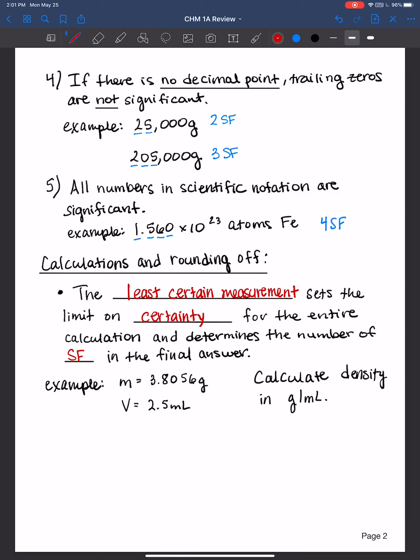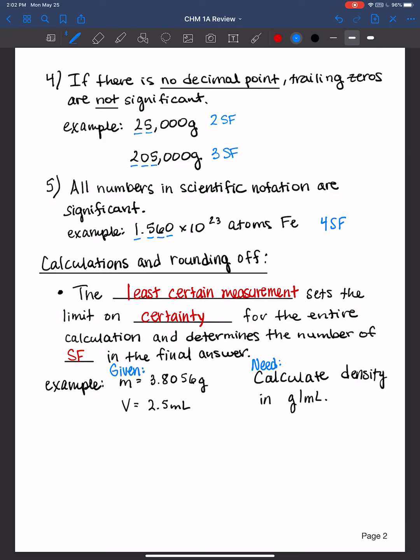All right, so let's do a very basic example here. So we have a sample that has a mass of 3.8056 grams and a volume of 2.5 milliliters. And a lot of times when I do word problems, I like to organize my data so I don't feel super overwhelmed by all the data that might be provided. So I write the given, and then I write what I need to solve for, just to organize my thoughts. And it looks like I need to calculate the density in grams per milliliter.